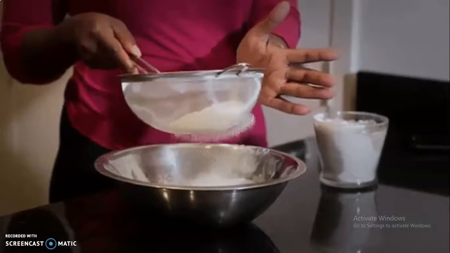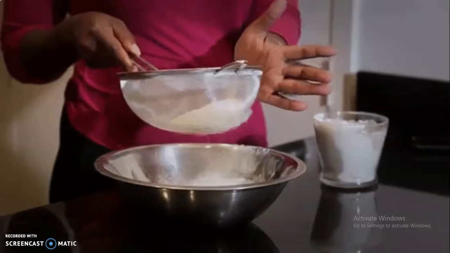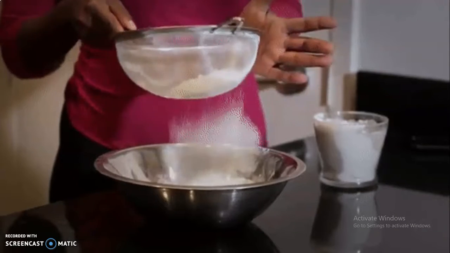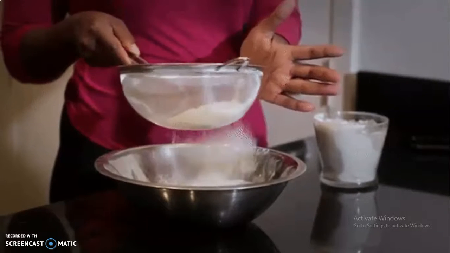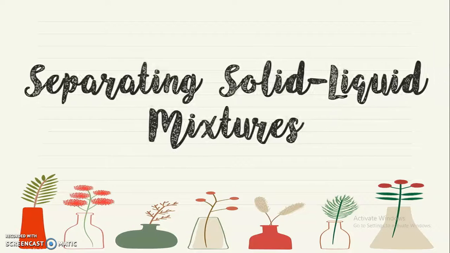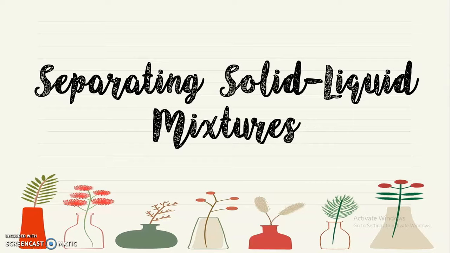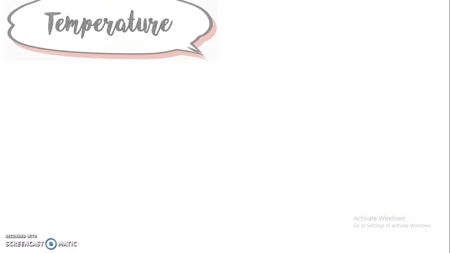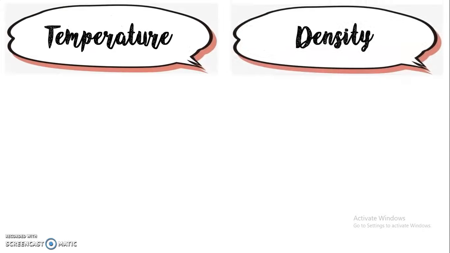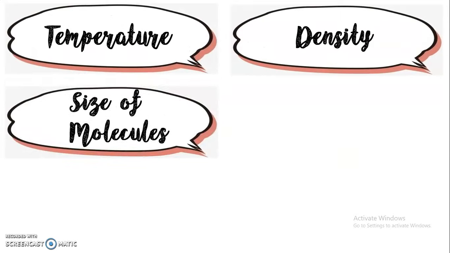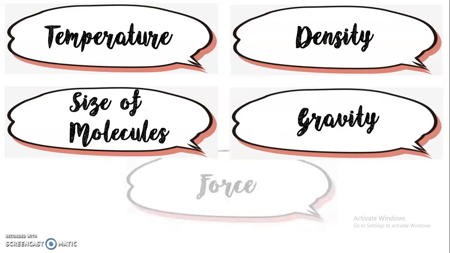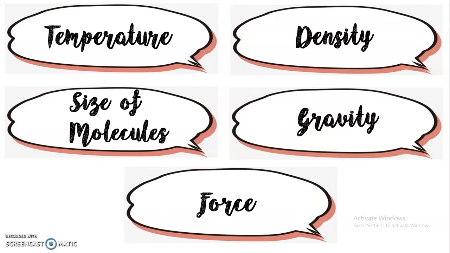The principle behind this technique is that the larger sized objects, which are often not needed, are caught by the sifter or sieve. Unlike solid-solid mixtures, separating solid-liquid mixtures is not as easy. Certain factors such as temperature, density, size of molecules, gravity, and force need to be considered. Thus, more complex procedures and apparatus are required.